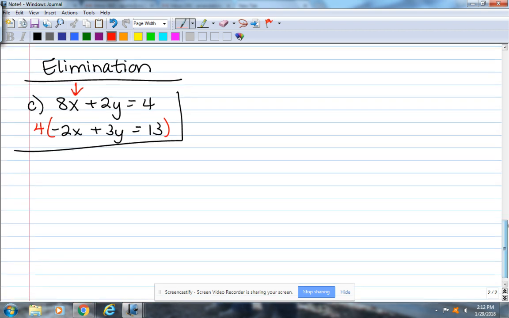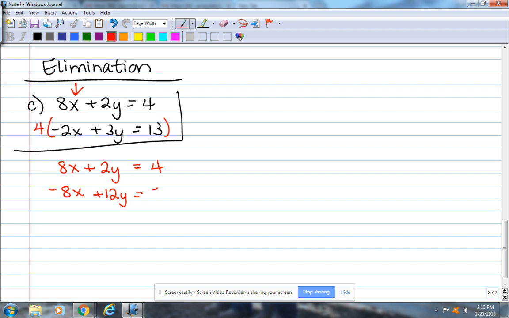So I'm going to copy 8x plus 2y equals 4, and then I'm going to distribute and get negative 8x. Now I got to do it times all three terms. 4 times 3y is 12y, and 4 times 13 is 42. No, it's not. I'm lost. I'm lost too. Okay. This is, okay.